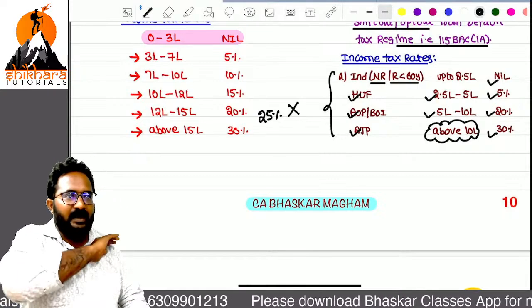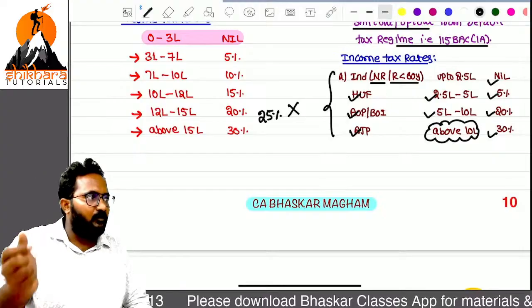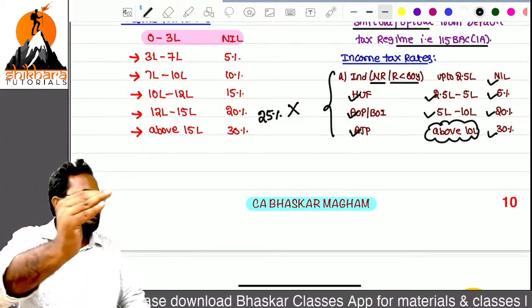0 to 2.5 lakh, no need to pay any tax. 2.5 lakh to 5 lakh, 5%. 5 lakh to 10 lakh, what is that? 20%. Above 10 lakh, 30%.